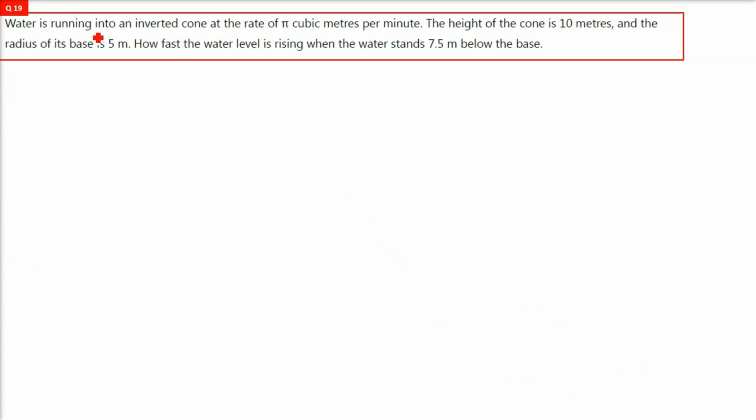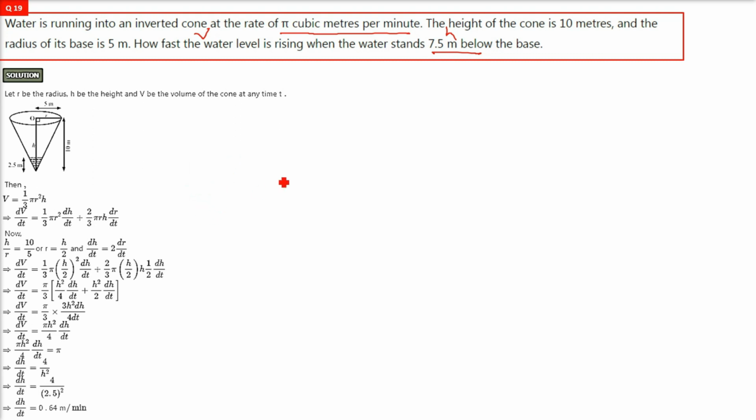Water is running into an inverted cone at the rate of pi cubic meters per minute. So it's volume by time, dV/dt is given. The height of the cone is 10 meters and the radius of its base is 5 meters. How fast is the water level rising when the water stands 7.5 meters below the base? So we have to find out the rate at which the water level is rising, that is dh/dt.